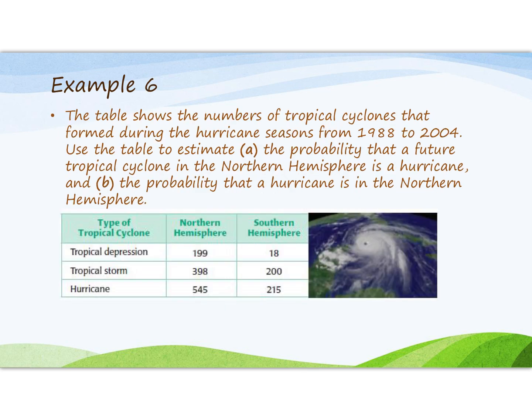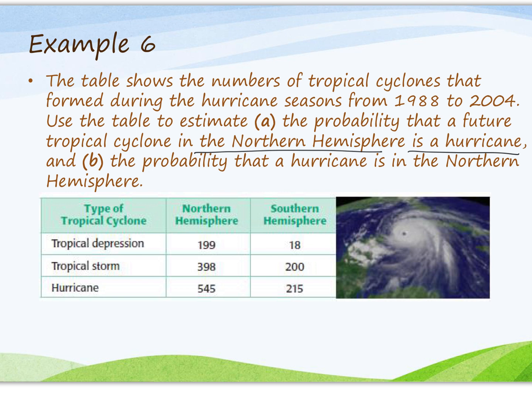So here we just have a table, and we have to use the data in the table. The first one is to find the probability that a future cyclone in the northern hemisphere happens to be a hurricane. So for that, we're going to take the total of all the storms in the northern hemisphere. So we're going to add all these up and get a total, okay? So 9 and 8 is 17, and 5 is 22, carry the 2. 11, 20, 24, carry the 2. 3, 6, and 5 is 11.